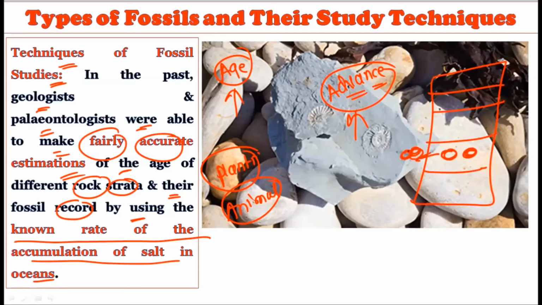Okay, and they will find out the age of this strata by using the rate of the accumulation of salt in the ocean. That is, at what rate the accumulation of salt occurred in the ocean, what amount of salt is present there, and the salt which is present in the ocean today, they compare these and accurately determine the age of the strata. Okay, and if the age of the strata is found to be 5 million years, then the fossil may have been there for 5 million years.